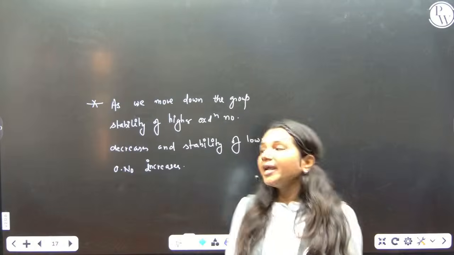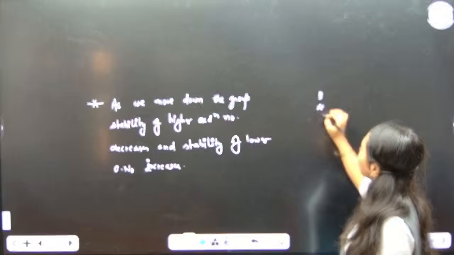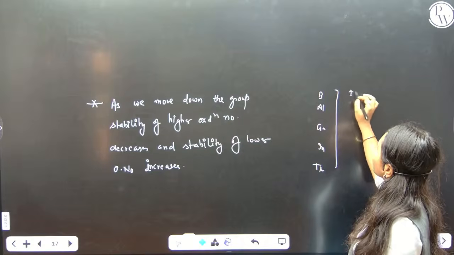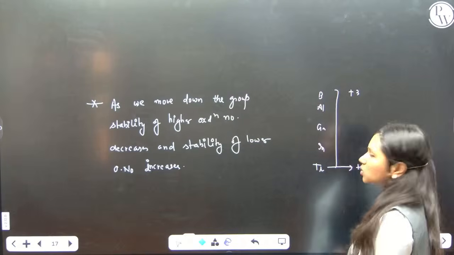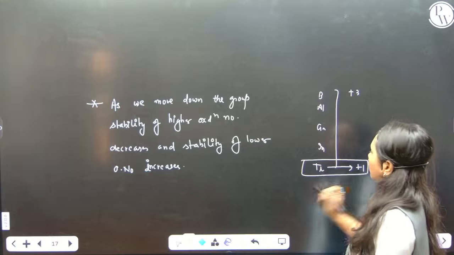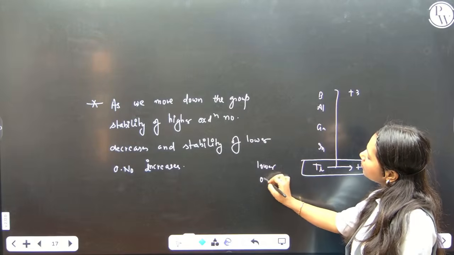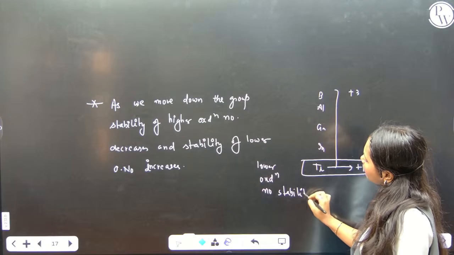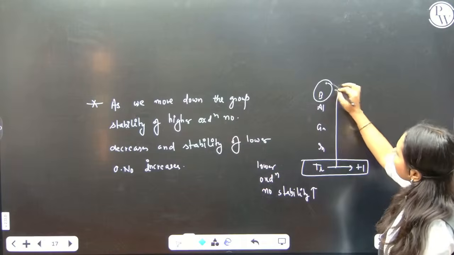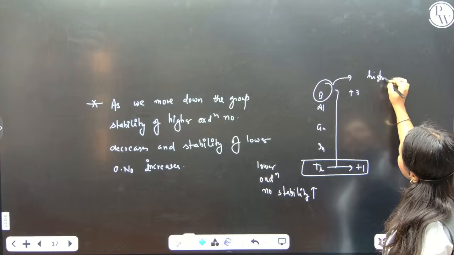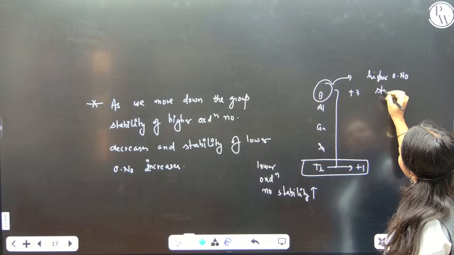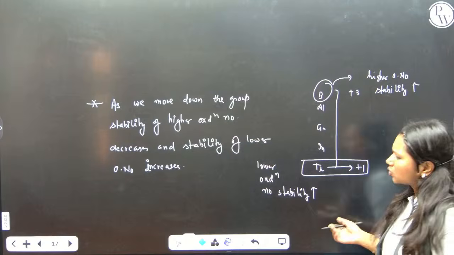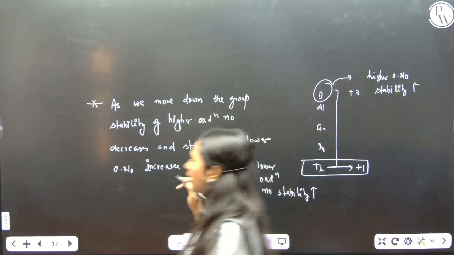Okay. It means boron, aluminium, gallium, indium, and thallium. Boron will show +3, thallium is happy in +1. As we go down the group, lower oxidation number stability increases. As for higher oxidation number, stability is more at the top. Correct?